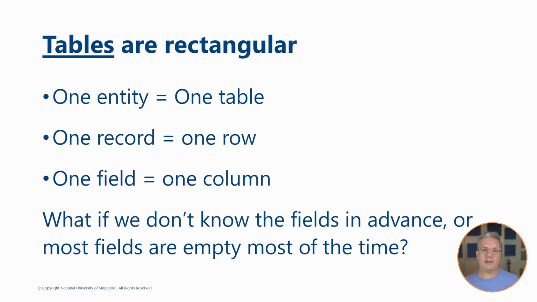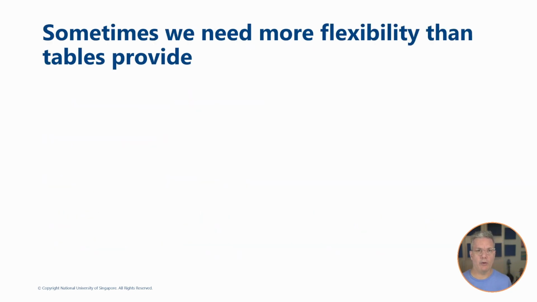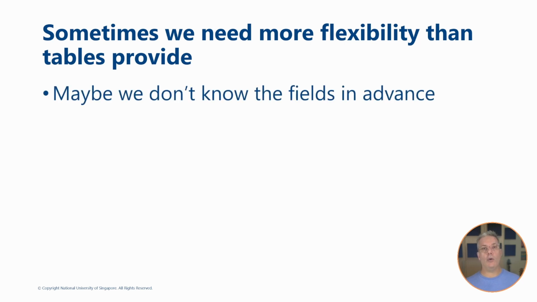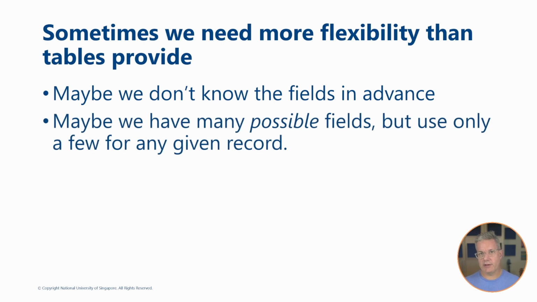But there may be occasions where we don't know all the fields in advance, or we might have to define so many fields that most of the fields would be empty most of the time. This makes these kinds of rectangular representations of data somewhat constraining. What happens when we need more flexibility? What happens when we don't know all the fields in advance? Or maybe we have an idea of all the fields in advance, but we only expect to use a few for any given record. So most of the fields will be empty most of the time. We'll make this huge table and it won't contain very much.